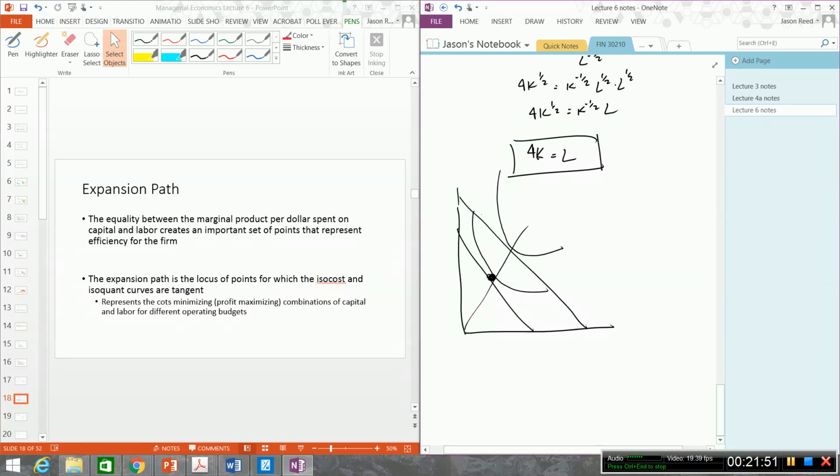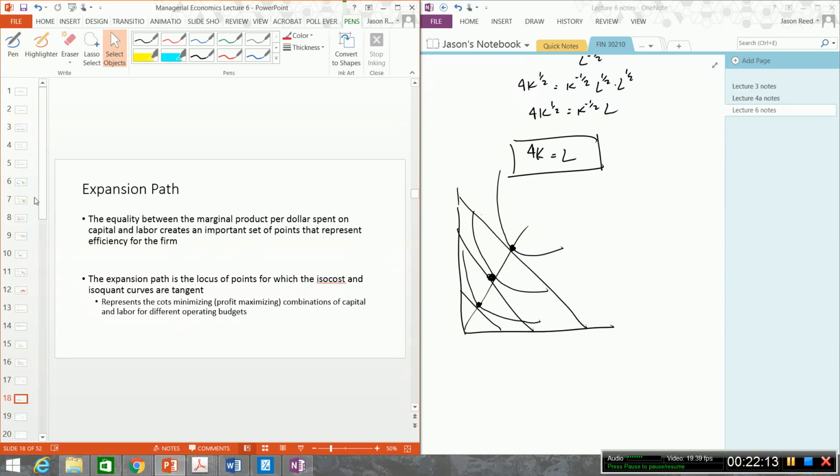What we do is maintain our tangency that way. Or if we move in our isocost curve, we can maintain our tangency this way, something like this. And so what we've seen, this relationship 4K is equal to L maintains that. So what would we call this? This is what we call an expansion path.